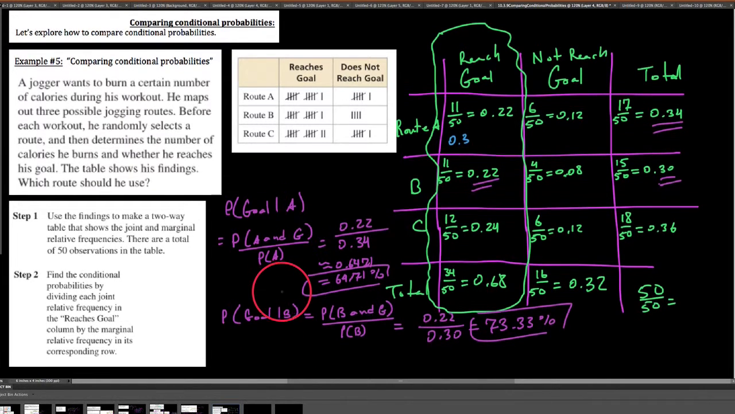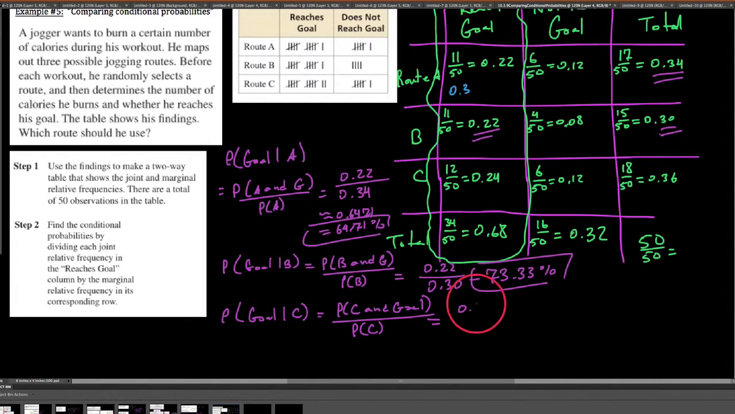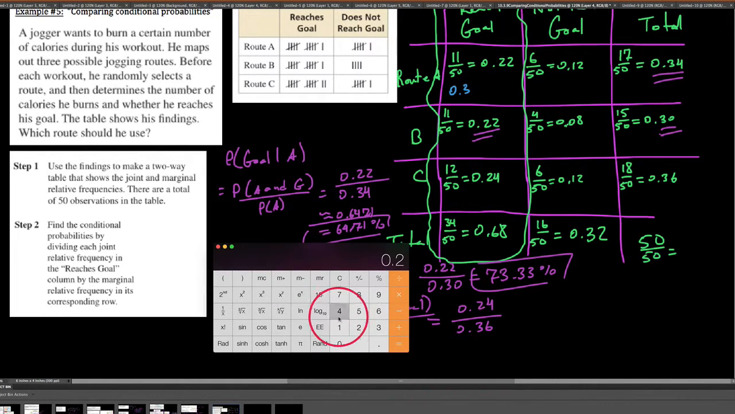Now let's look at route C. What's the likelihood, according to the data, that he reached his goal given that he was running route C? So we say probability that we're reaching our goal given that we're running route C. Again, let's rewrite this first. It's the probability of C and the goal over the probability of C. We would say route C and goal 24% of the time. Now, of all the times he ran route C, which is 0.36 of the time, what percentage of the time did he reach his goal is what we're trying to decide here. So we would say 0.24 divided by 0.36, and we get about 66.67% of the time.